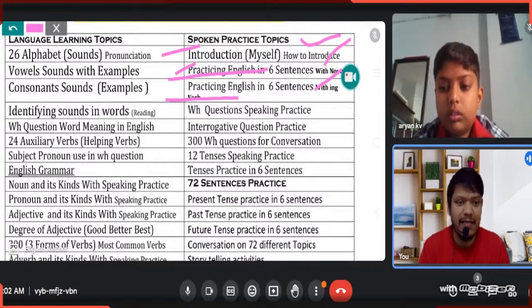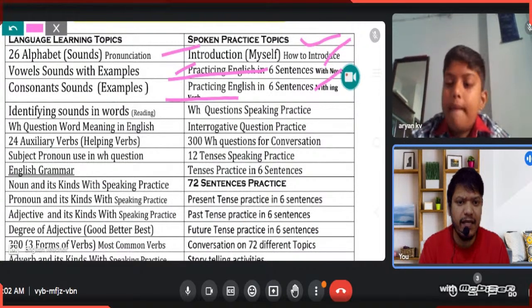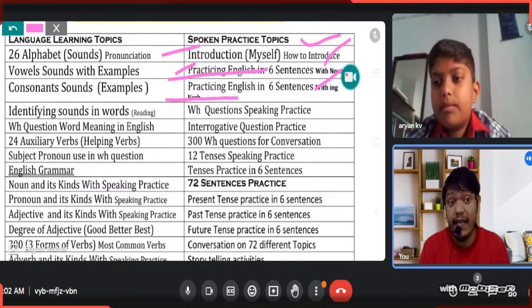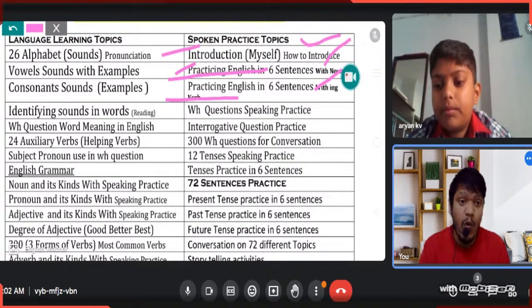For example, he is playing. No, he's not playing. He's playing cricket. He's not playing cricket. Is he playing cricket? Is he not playing cricket? Why is he playing? When is he playing? Where is he playing cricket? Where is he not playing cricket? With whom is he playing? Whom is he playing cricket with?